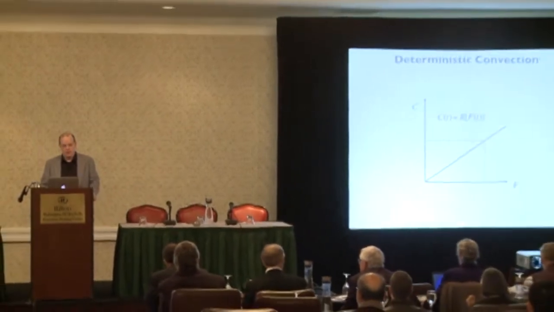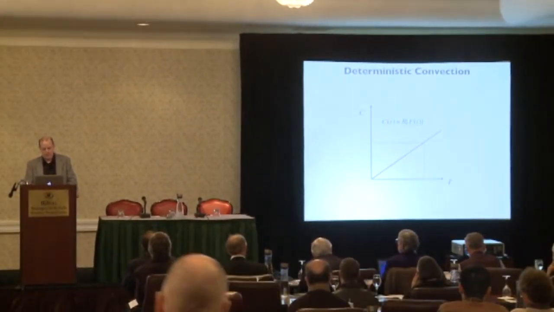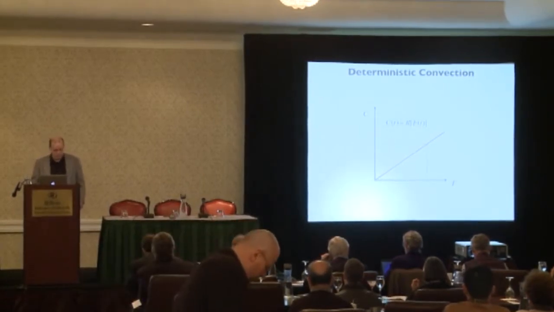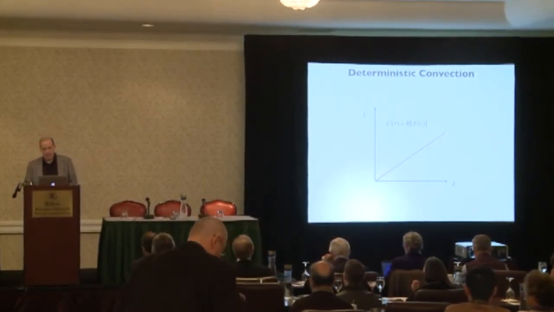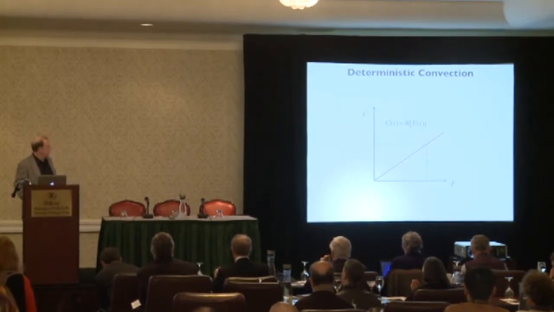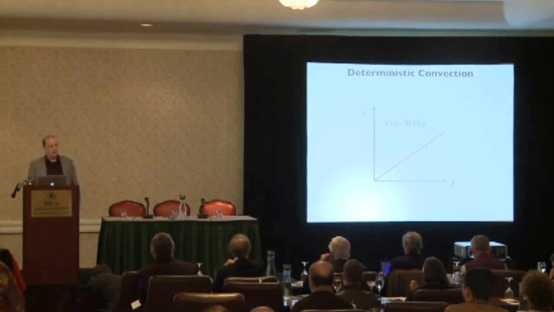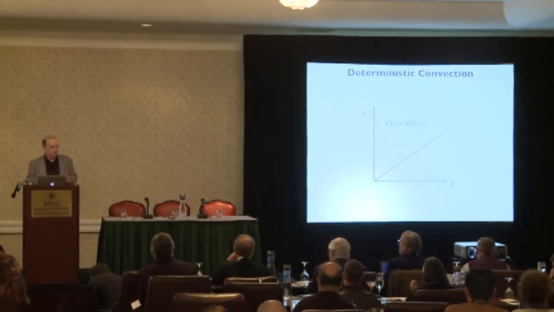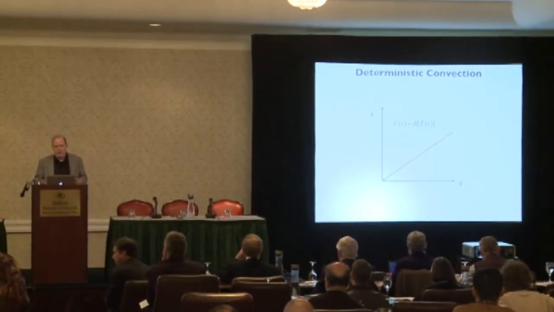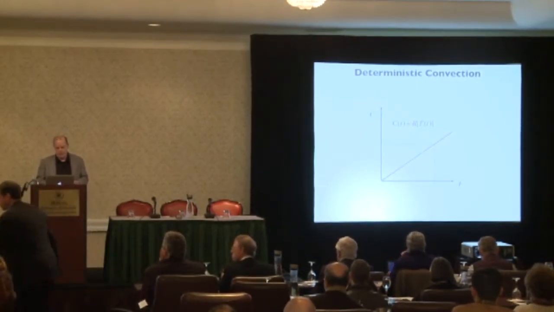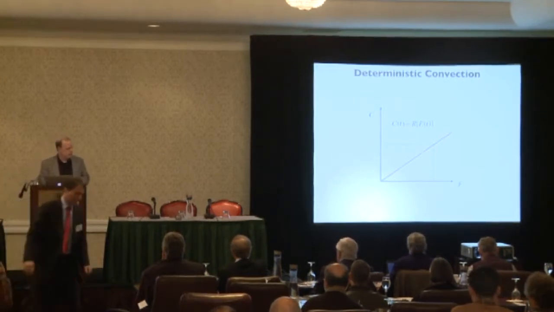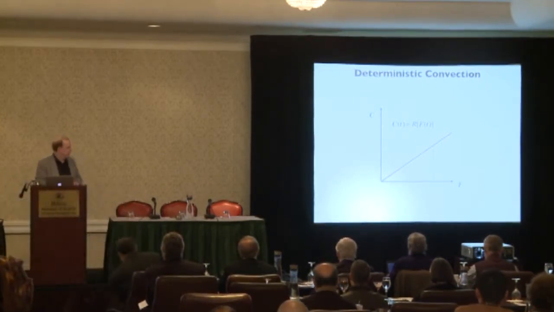This cartoon is supposed to illustrate the idea of deterministic convection. The idea here is that the horizontal axis is some measure of forcing, changes in the weather from day to day, that may or may not promote convective activity. And the vertical axis is a measure of the strength of the convective activity. You can pick your favorite measure.